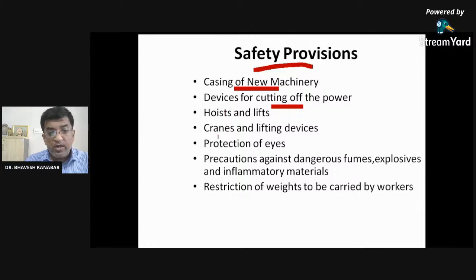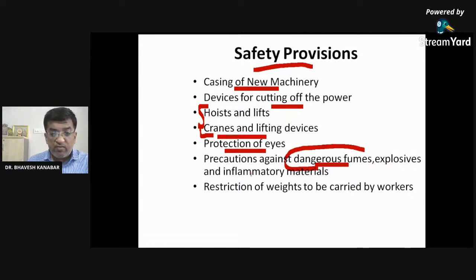Hoists and lifts, cranes and lifting devices, these are the devices which are useful for lifting luggage, for lifting various large portions, large raw material which is transported from one part of the factory to another part, right? Lifts, hoists, cranes. Protection of eye, so proper eye shields in the form of proper goggles, right? They should also be provided. These are under the safety provision. Precaution against dangerous fumes, right? Giving proper masks, explosive and inflammatory material.